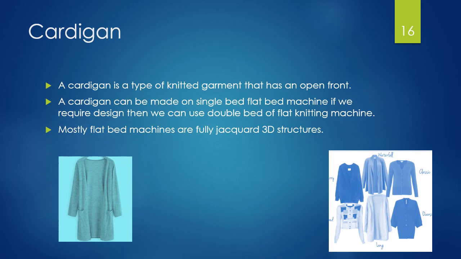And at the end, this is the last article which I selected for presentation. Cardigans are mostly used by women, and a cardigan is a type of knitted garment that has an open front. A cardigan can be made on a single bed flat machine. If we require design, then we can use a double bed flat knitting machine. As I explained earlier in the last slide, the double bed machine is used for more attractive designs and more attractive textures. We use the double bed of the automatic flat knitting machines.